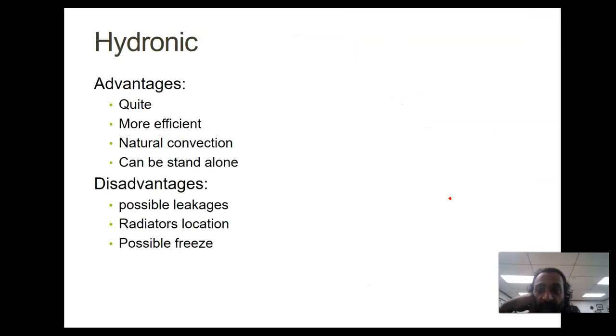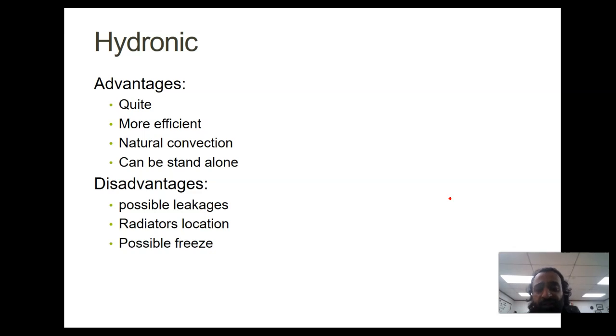So it's called hydronic. Advantages: it is quiet. You don't usually hear it unless there is a bad design and you hear a lot of swishing or banging in it. It's more efficient. Again, efficiency is always a relative term because you have to think about the energy you put into the house and what heat you are getting out of it. It uses natural convection, and it can be a standalone system, and some systems don't even require electricity. So that's another advantage.